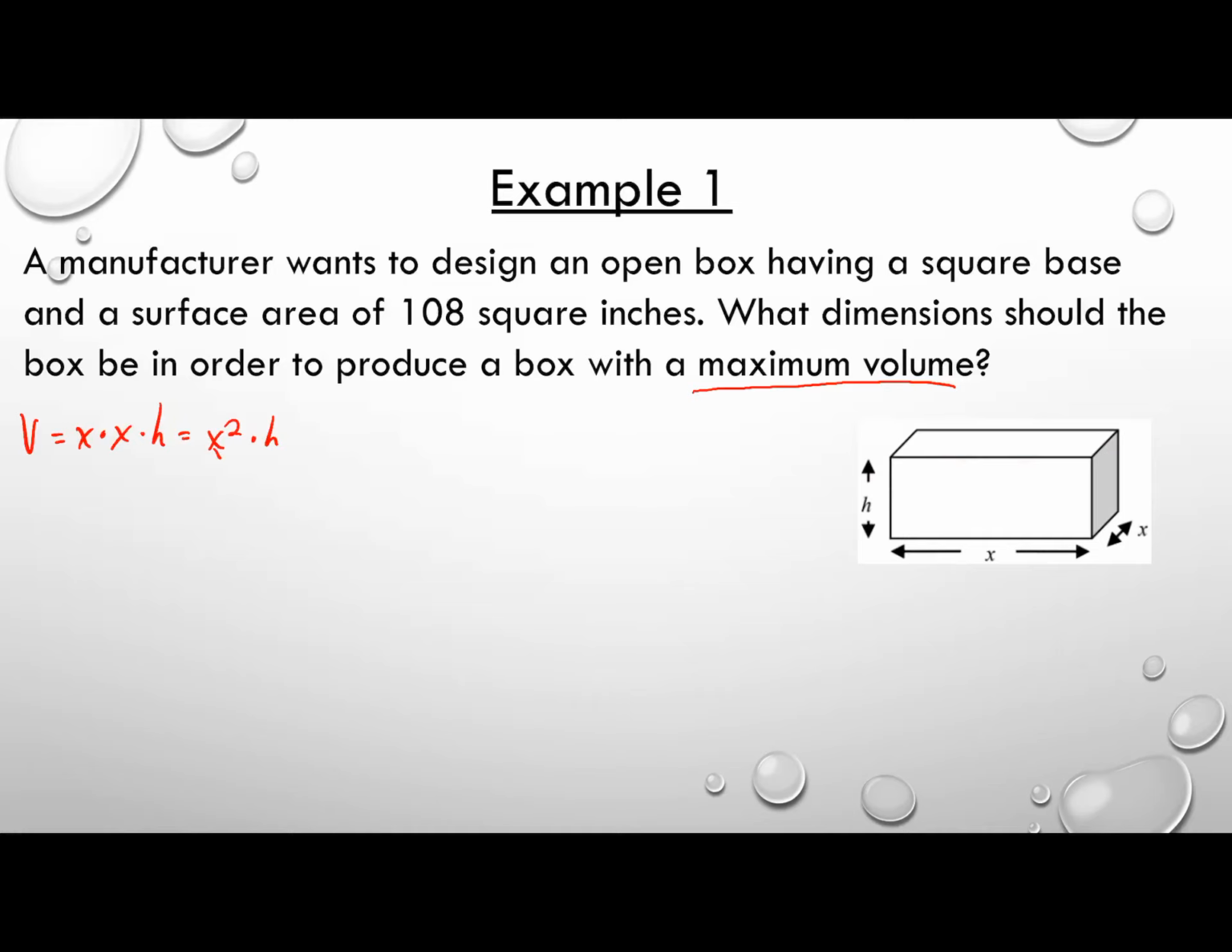So let's actually simplify this. So we have 4 xh's here, so I'm going to rewrite this as 4x times h. And then this is x times x, so x squared.